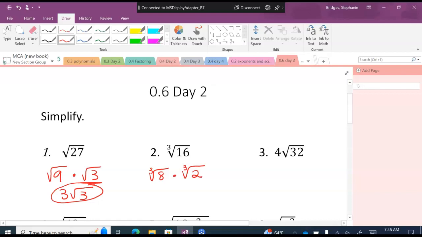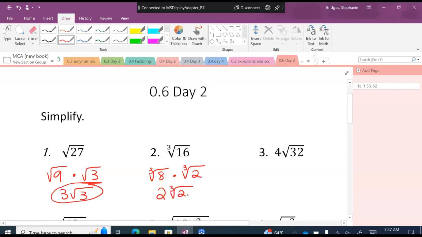I always list my perfect root first so that I don't put them backwards. A lot of times people put them backwards and it just gets a little confusing. So if you get in the habit of putting your perfect square, perfect cube, perfect fourth power first, then when you simplify that, that radical is going to disappear. What is the cube root of 8? 2. So that first part is going to turn into a 2. And then the other part cannot simplify any further.